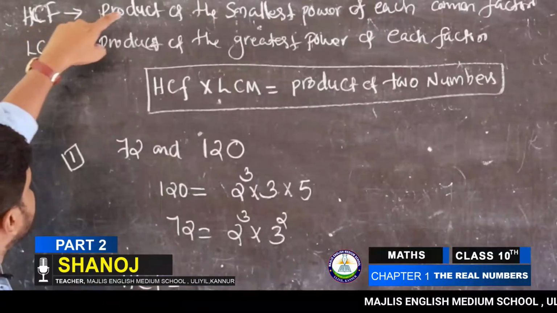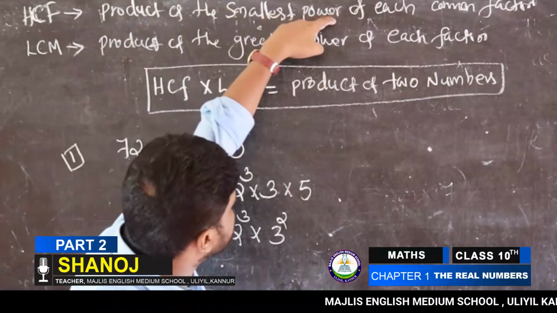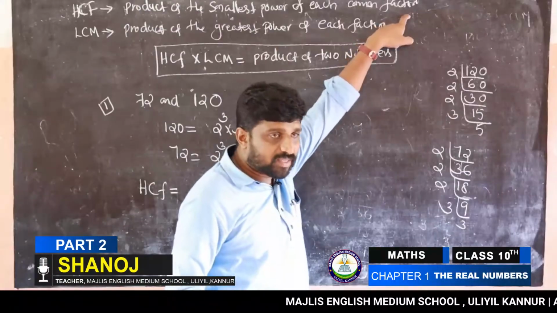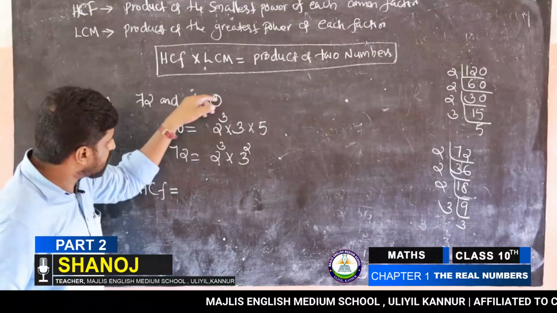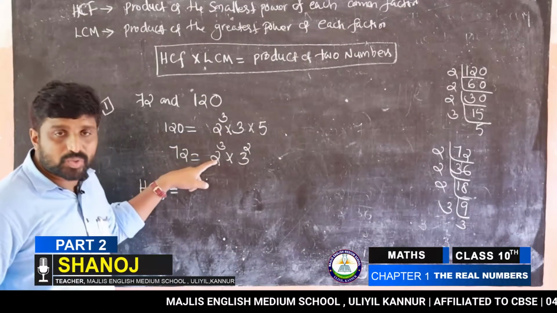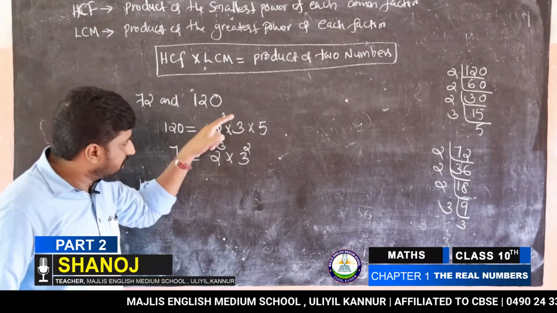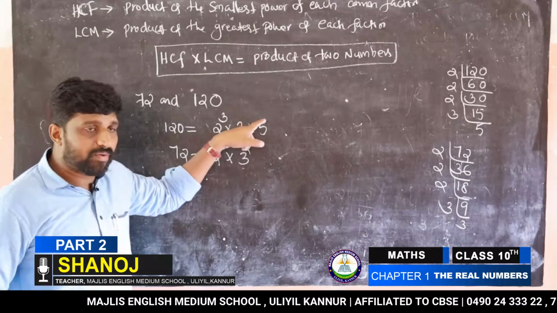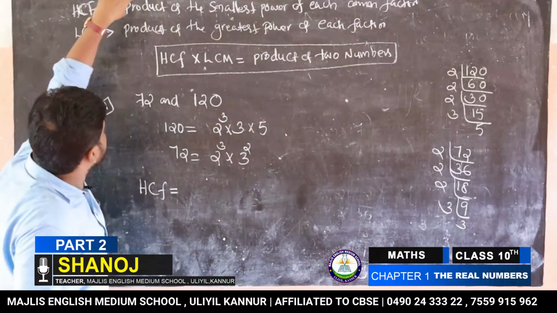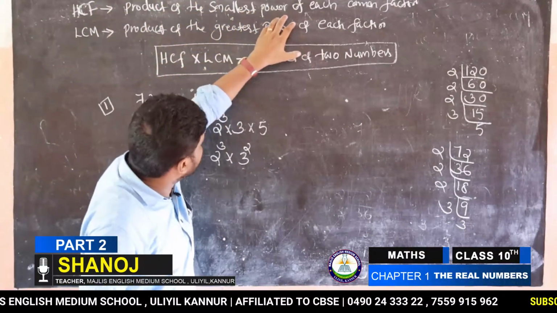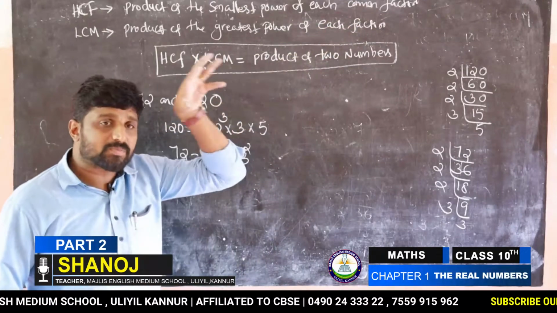HCF is given like this: the product of the smallest power of each common factor. First you find out which factor is common in these two. When we consider these two, here 2 and here also 2, here 3 and here also 3, here 5, here not 5. The common factors are 2 and 3. HCF is told like this: the product of the smallest power of each common factor.